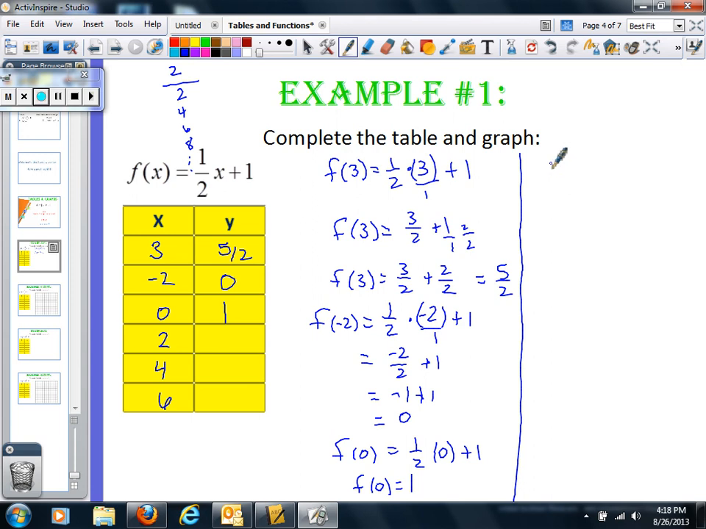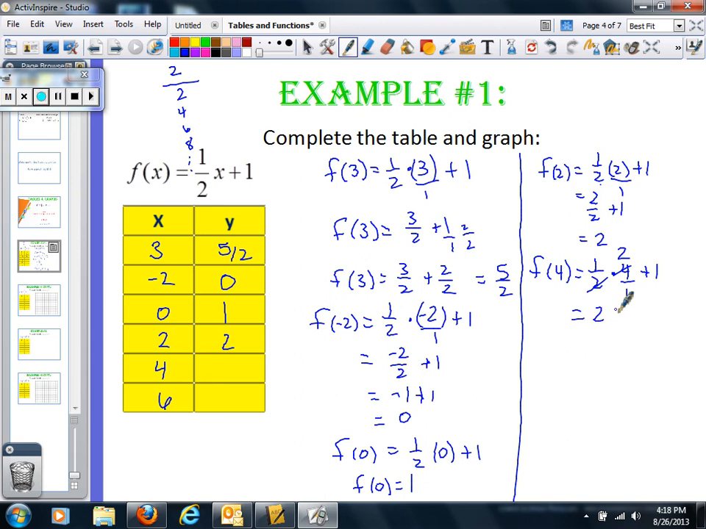Draw a line here so I can do the next set. So the next one, f of 2. This is 1/2 times 2 plus 1. Well, hold on. Let me actually erase the 1/2. Okay, just like we did on the other one, put the 2 over 1, multiply straight across. That's 2 over 2 plus 1, which is 1 plus 1, which is 2. F of 4 is 1/2 times 4 plus 1. Well, put that over 1. The 4 and the 2 will cancel, and this is 2. So now I got 1 times 2 is 2 plus 1, which is 3.